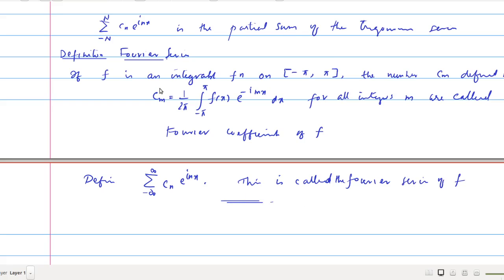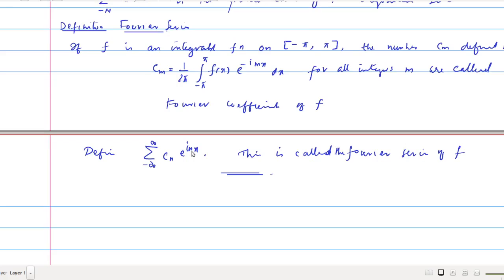We can define the Fourier series for any integrable function f over minus pi to pi. Later we will define the Fourier series for an integrable function on an arbitrary interval. Here we use the functions e to the power i n x to define this Fourier series. Later on we will generalize e to the power i n x to some orthonormal basis. For the time being, we define the Fourier series of an integrable function over the interval minus pi to pi using e to the power i n x.